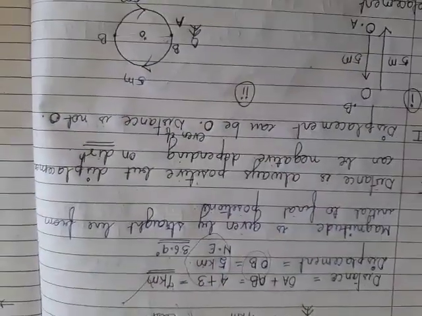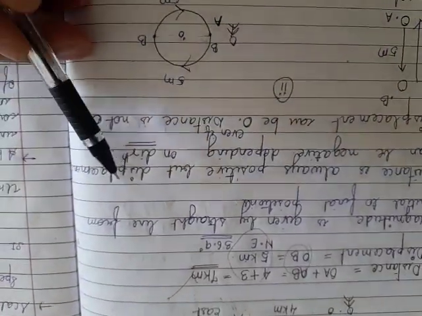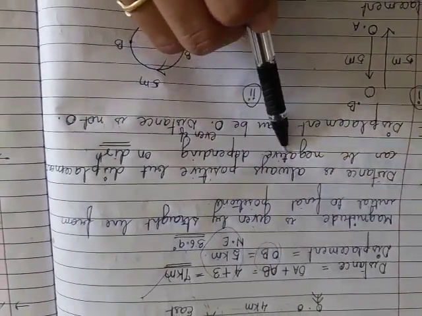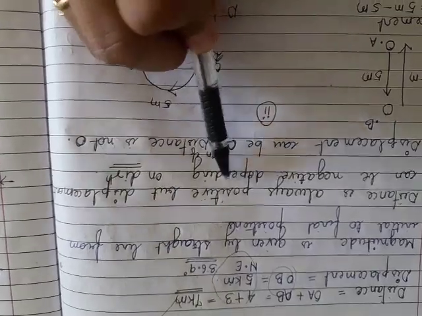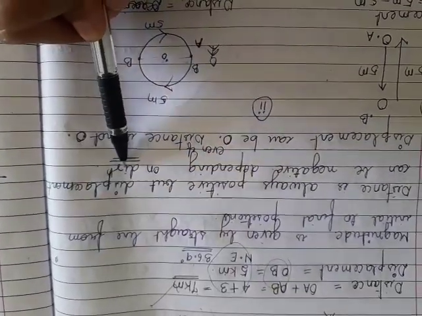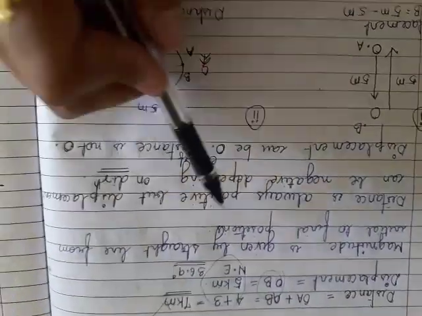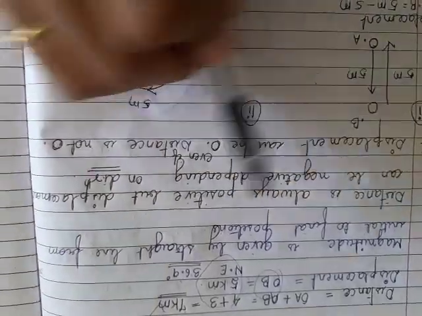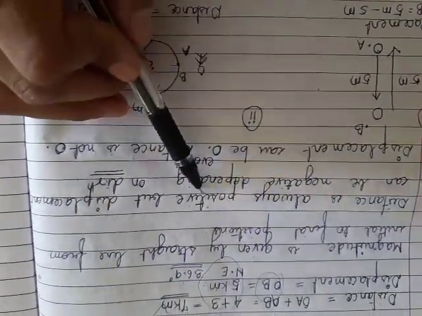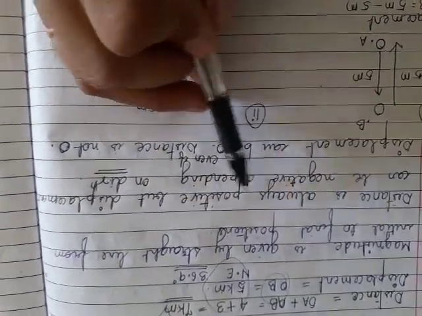Now let's go to the second point. The second point states that distance is always positive, but displacement can be negative or positive depending on the direction, right? We can say distance is always positive because it will always be the path followed, but displacement is the shortest distance from initial to final.